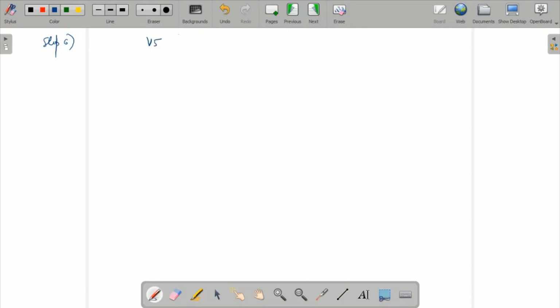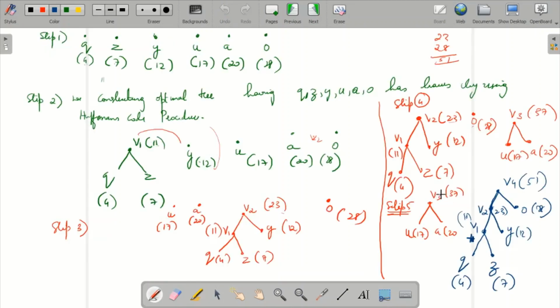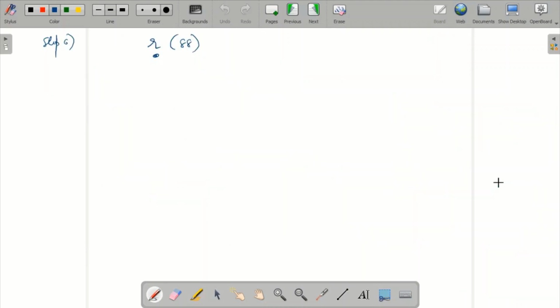That is nothing but 88, and whatever final vertex you get, you write it in terms of the root itself. Now when you see over here, the last vertex would be nothing but combining these two vertices, that you take as root itself, and then this branch and this branch remain the same. In the left branch you have V3, and in the right branch you have V4. So V4 had 51, V3 had 37.